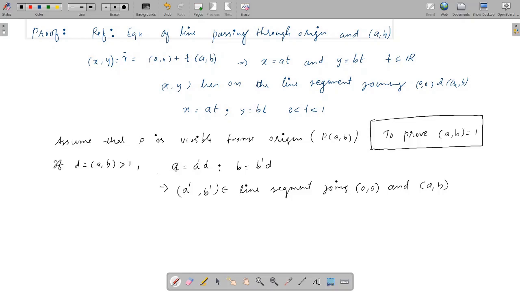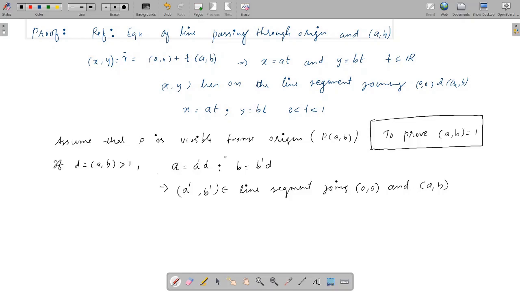That is 1 by D times A. That 1 by D is always less than 1 because D is greater than 1. Clear? Here you can write B prime is equal to 1 by D times B. That 1 by D is again less than 1. So you can write A prime as a constant times A, that constant is less than 1. Similarly, B prime can be written as a constant times B, that quantity is less than 1. So this shows that this point lies on the line segment joining these two.